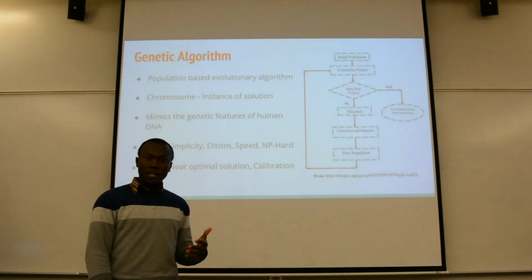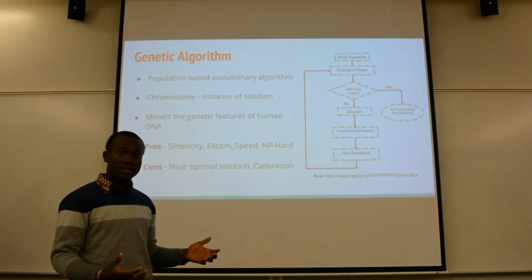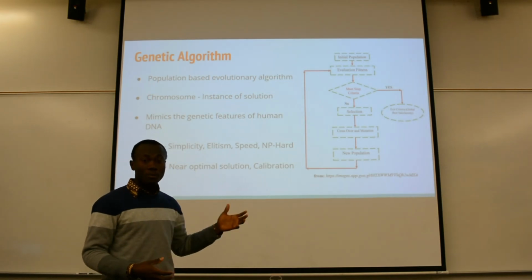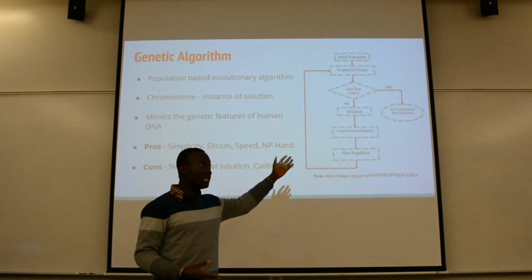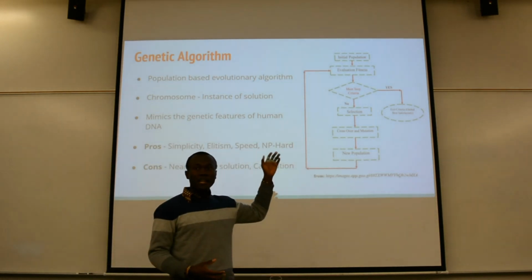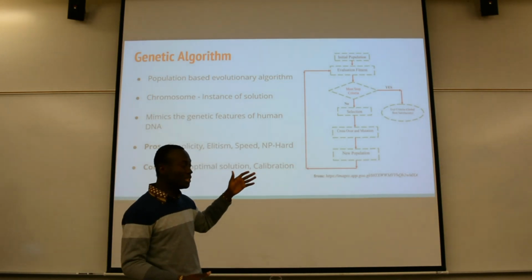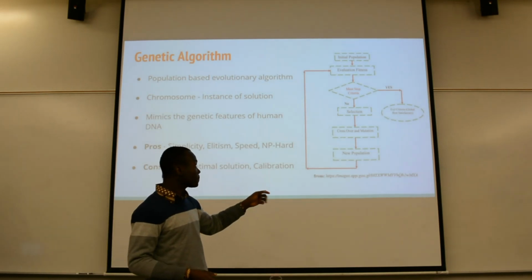Genetic algorithm, basically, it mimics human behavior and human DNA, and it is a population-based algorithm. It starts by initializing the population, and it computes the fitness of each of the chromosome. A chromosome, which is an instance of the solution, based on a given fitness function.